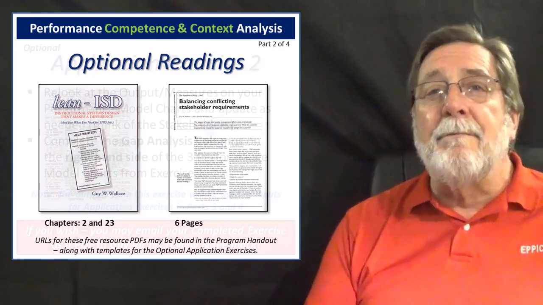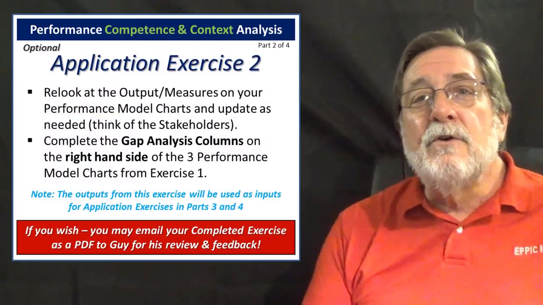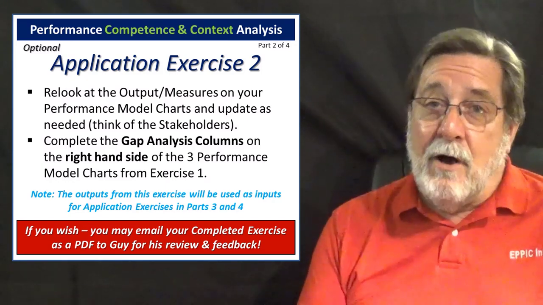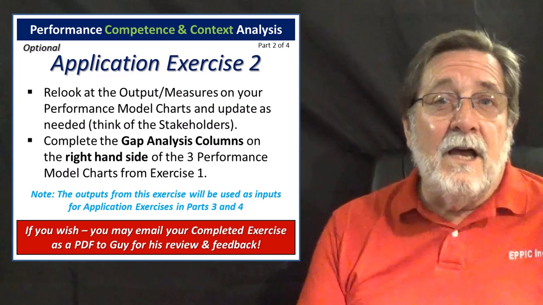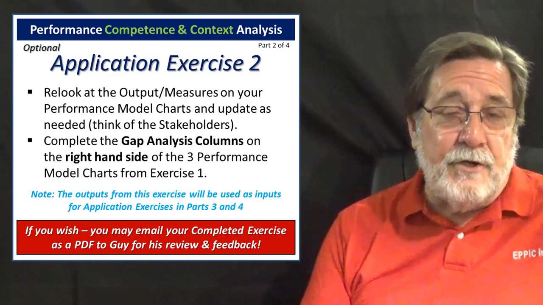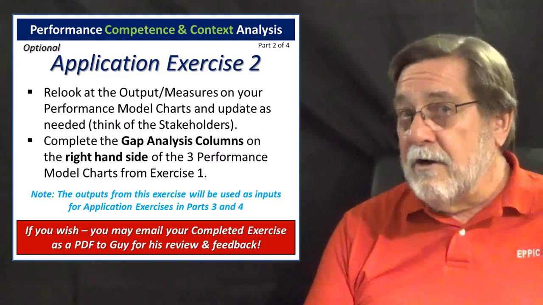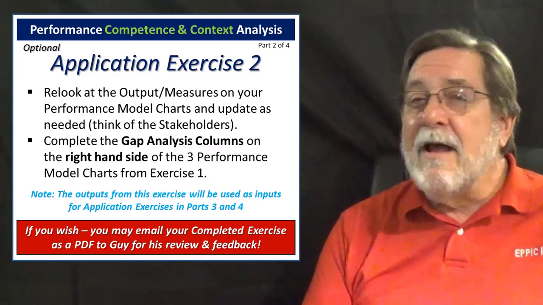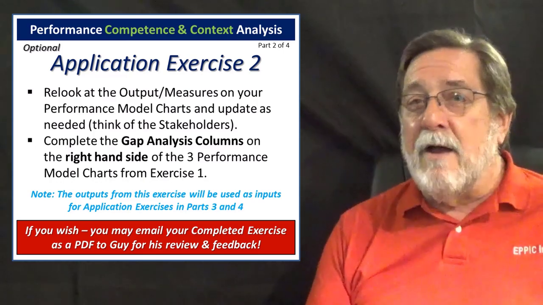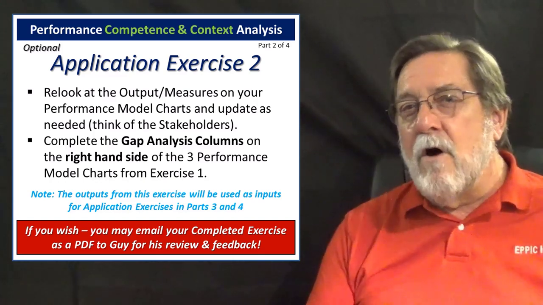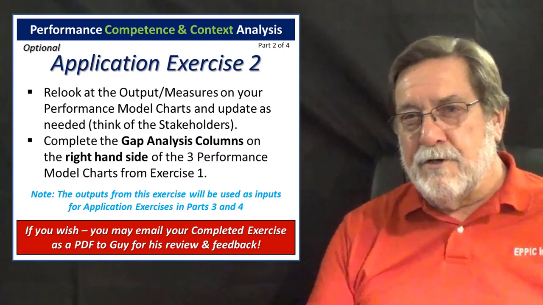Your optional application exercises include revisiting your output from the first part of this and taking a look at the measures that you captured and rethinking those now that you have a stakeholder hierarchy to think about. You don't have to create a stakeholder hierarchy, although you might want to, but really the goal is to look at, do I have all the appropriate measures captured?